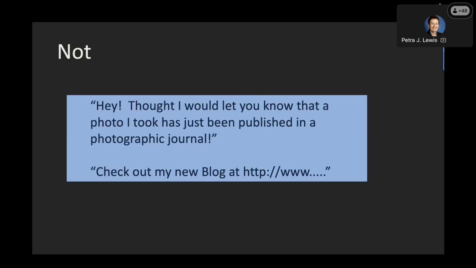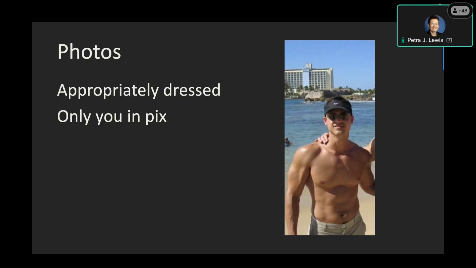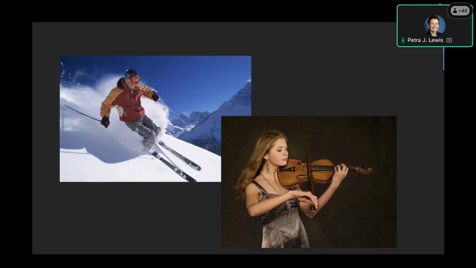So not this. Photo: boring's good. Passport photo with a smile, right? All your clothes on, please. Only you in the pics.